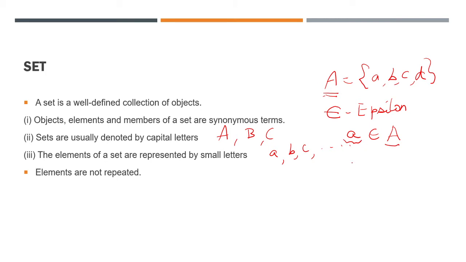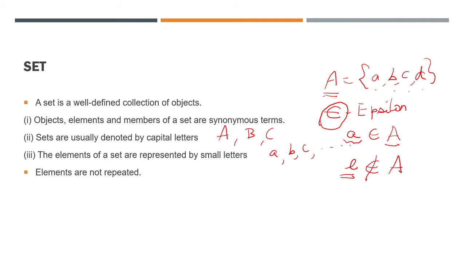Now let us consider another element e. Is this e in our given set A? Our given set A has got only a, b, c and d. It does not have the element e. So we can write e does not belong to A. So this is how we represent whether an element belongs to a set or does not belong to a set using this symbol.